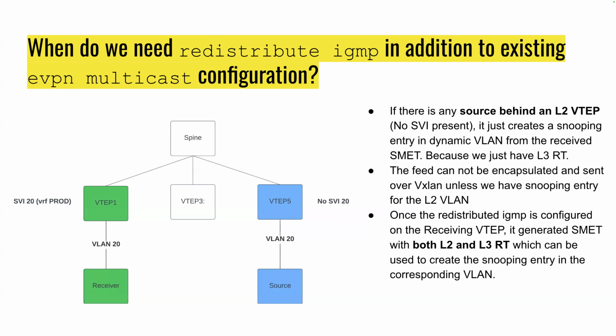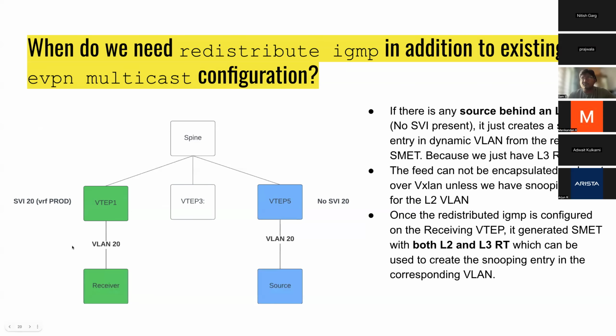Yes. Okay. So one question, is redistributed IGMP needed on both VTEP 1 and VTEP 5, or just on VTEP 1? Just on the receiver VTEP. Because that is where we would generate an EVPN route. The routes are generated on the receiving VTEP, so to include the L2 RT in the route that we are generating, we would need that redistributed IGMP.